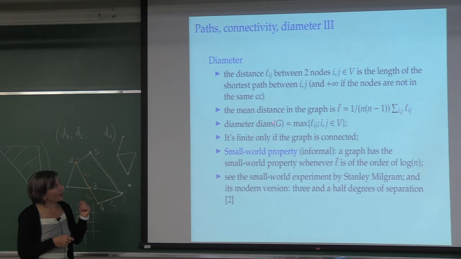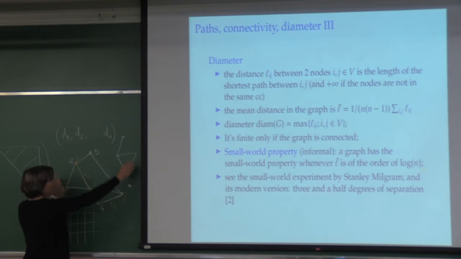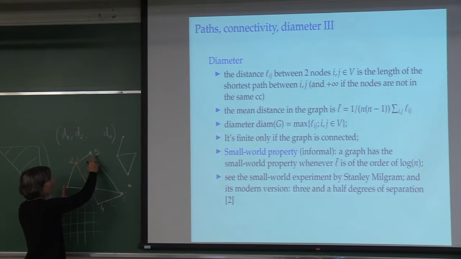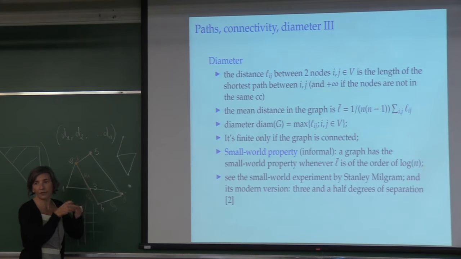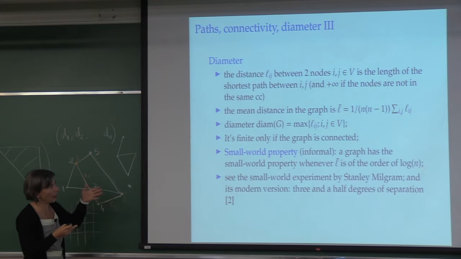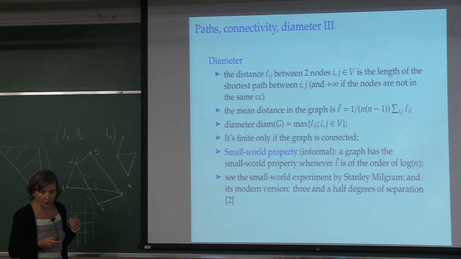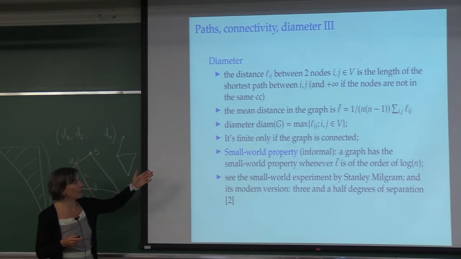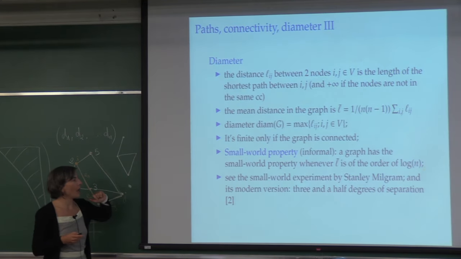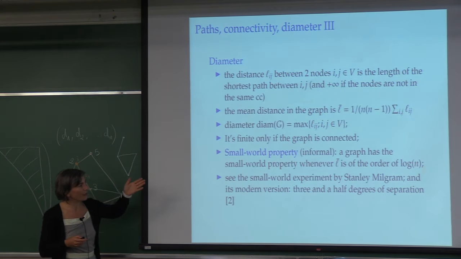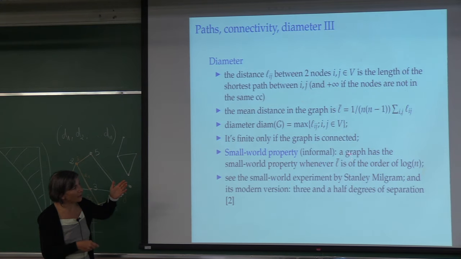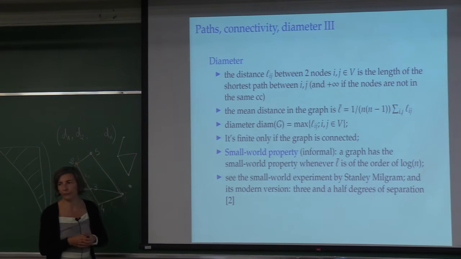Okay, so this diameter is only finite if the graph is connected, okay? Because otherwise, in this whole graph, the distance from that point to that point is infinite. There's no path, so I would say that the diameter is infinite then. And this notion of diameter is related to the small world property. And again, in an informal way, a graph has the small world property whenever the mean distance within that graph is of the order of log n.